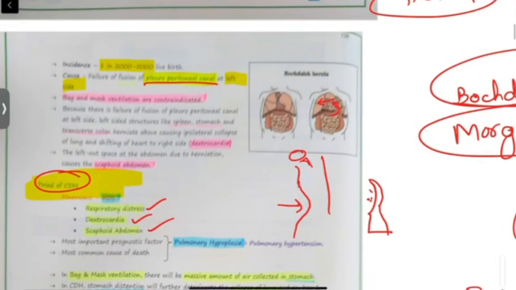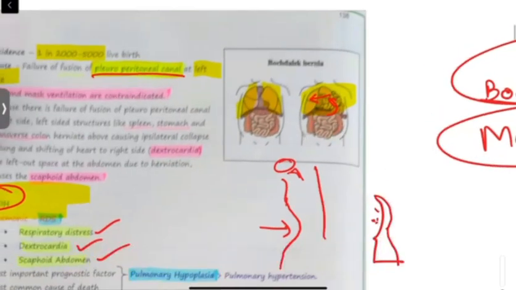Why, what happens? If we give bag and mask ventilation, basically whatever we ventilate will go into the lungs. Whatever air we give through bag and mask ventilation will go into the lungs. And if lungs start expanding now, whatever bowel is already in the thoracic cavity will get compressed, and that will lead to ischemia or necrosis of these bowels also. So because of this, there will be bowel necrosis as well.